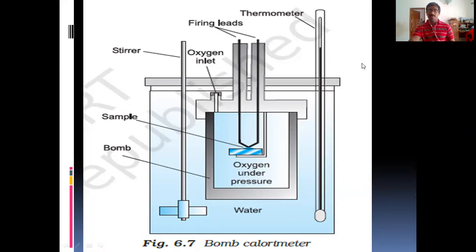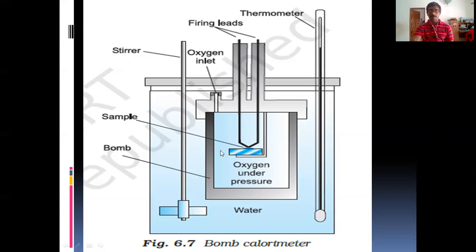Initially, before the reaction, we can measure the temperature, and after the reaction, we can measure the temperature. The difference will give you delta T, and using the equation QV is equal to C into delta T, we can find out the internal energy change. QV is equal to C into delta T. QV is delta U. Internal energy can be determined from the temperature change in the calorimeter.